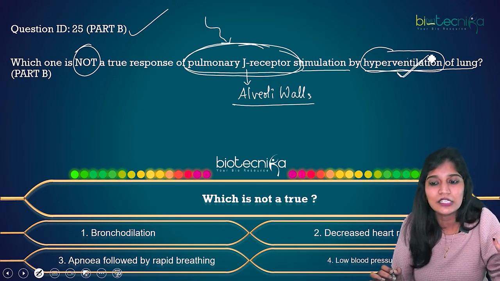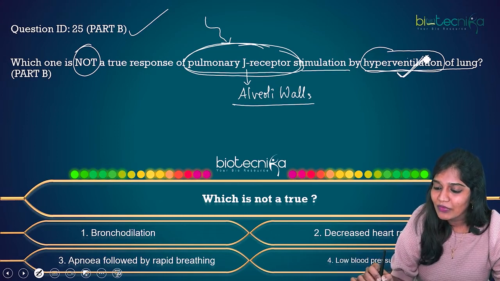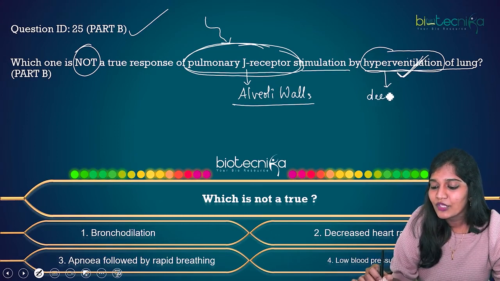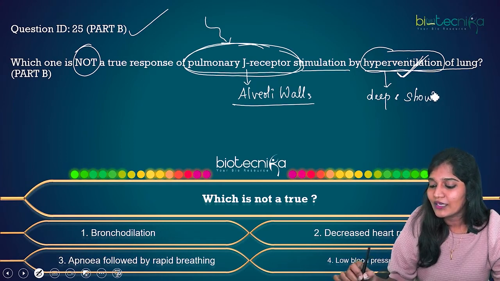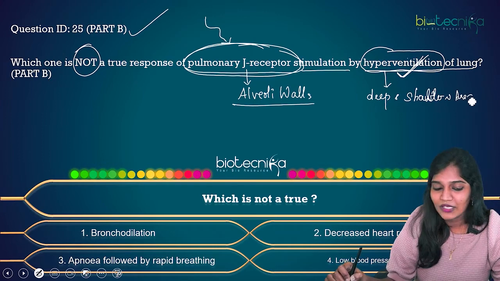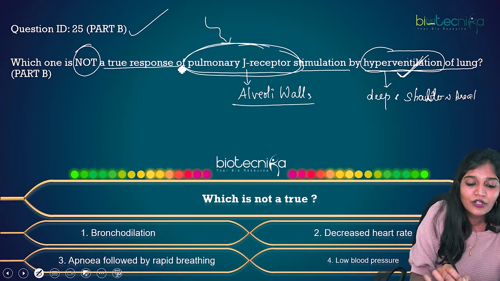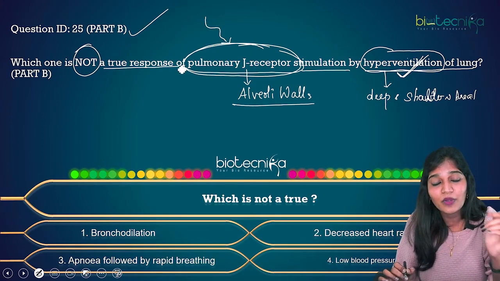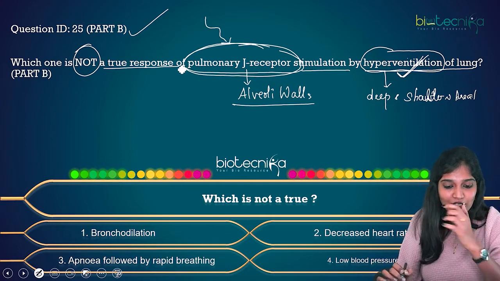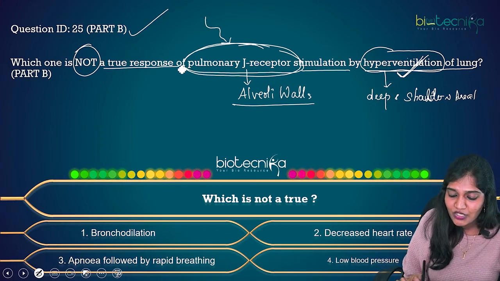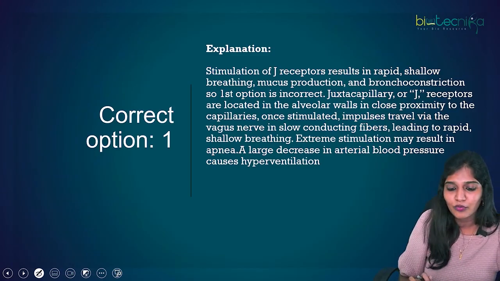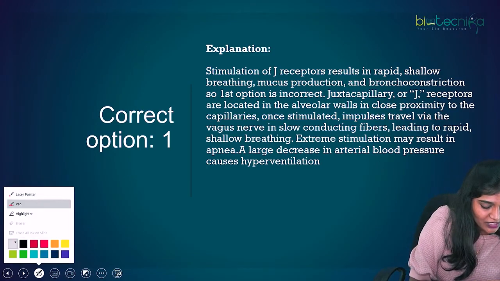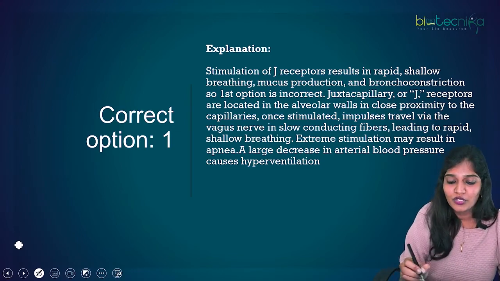Hyper is something excess. So hyperventilation means deep breathing, very in-depth breathing. So which one is not a true response of the receptor when it is stimulated by the hyperventilation of the lung is the question. Which is not true? So we have to find out which one of these things is not true. Yes. So we already know. Let's discuss this and then we'll come back to the options.